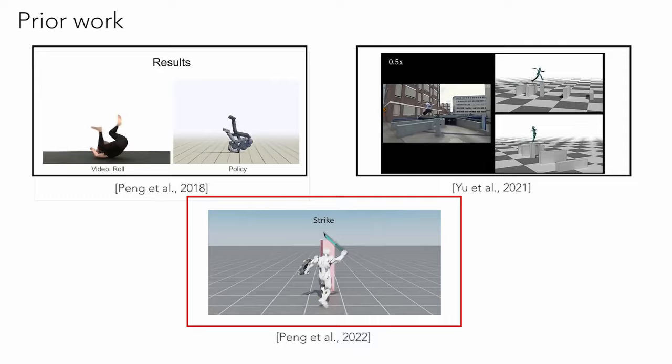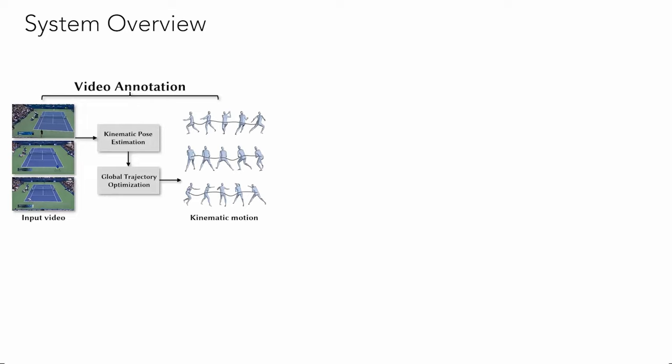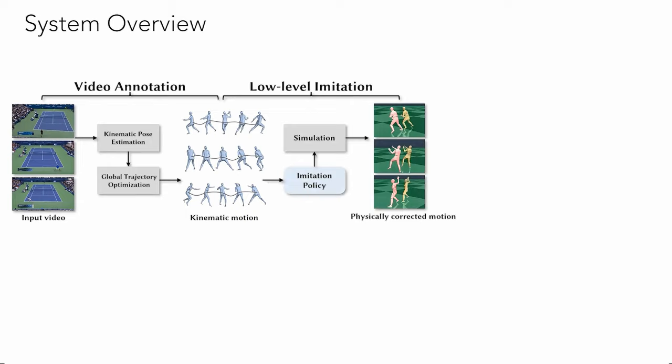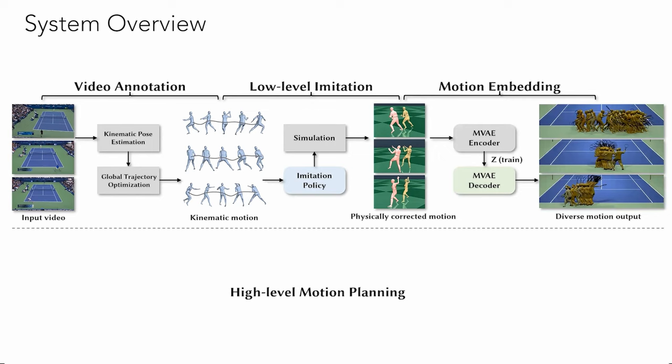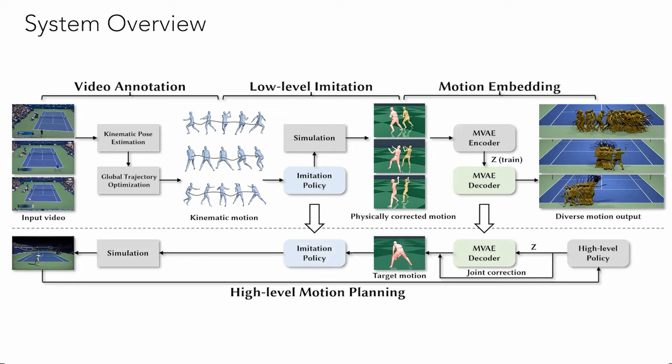To enable characters to learn skills from sports videos, we present a video imitation system that consists of four stages. First, we estimate kinematic motions from source video clips. Secondly, a low-level imitation policy is trained to imitate the kinematic motion for controlling the low-level behaviors of the simulated character and generate physically corrected motion. Next, we fit conditional VAEs to the corrected motion to learn a motion embedding that produces human-like tennis motions. Finally, a high-level motion planning policy is trained to generate target kinematic motion from the motion embedding and then control a physically simulated character to perform a desired task.